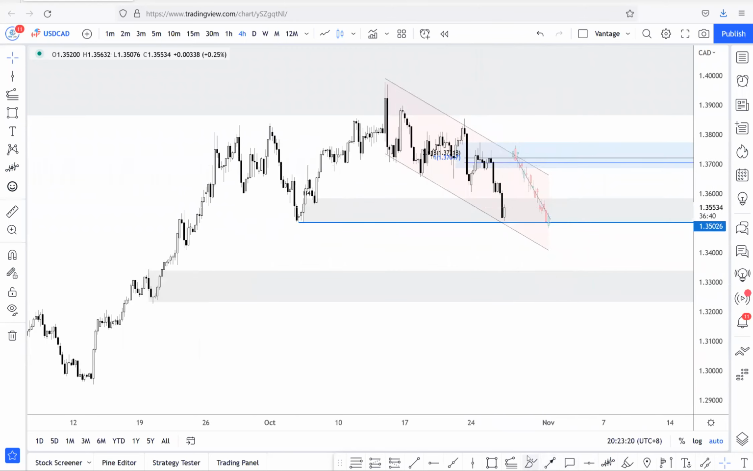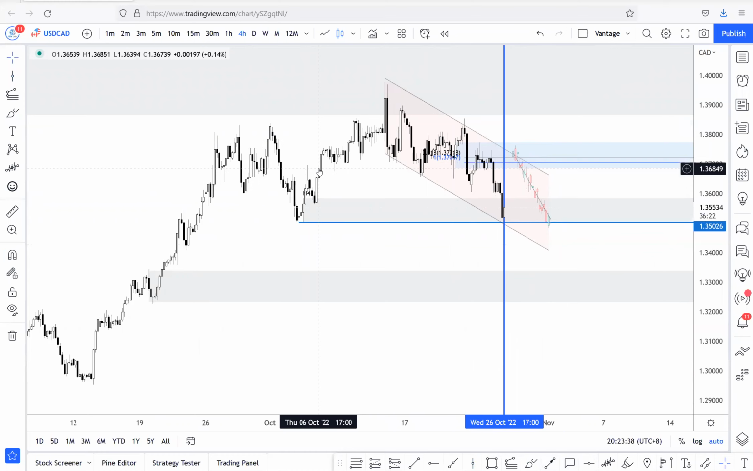Again, I do want to emphasize that we are not taking any immediate positions here. We need to go down to the smaller time frames to ensure that there is a clear break of the support or demand area before taking the shots. So this is on dollar CAD. I'll just put a marker here, and let's review how it plays out again on Friday.